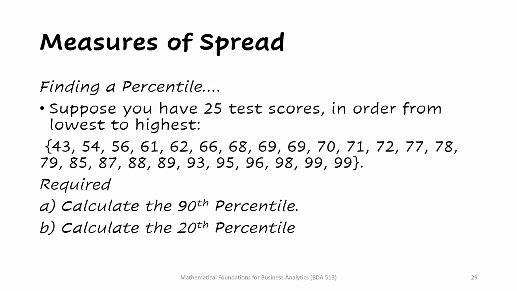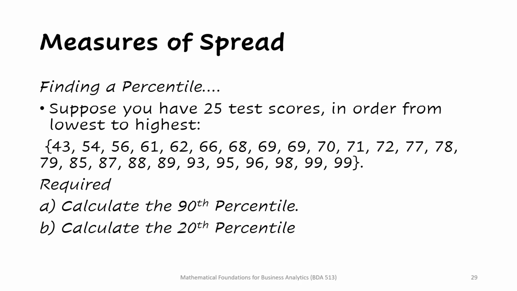What about the one who calculated the 25th percentile? Can somebody take us through that? Yes, Christiana. I multiplied 25 over 100, that is 25%, by 25, and I had 6.25, and I rounded it to 7. And when I counted it, I had 68. Okay, good.